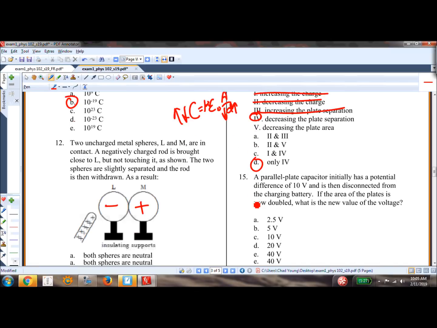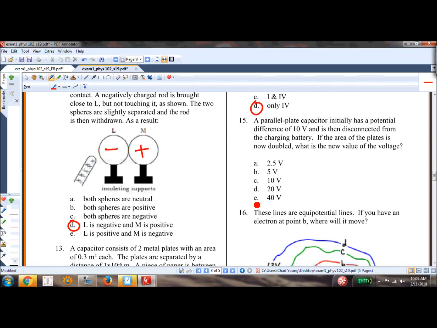A parallel plate capacitor has a potential difference of 10 volts and then is disconnected from the charging battery. That means it has a constant Q. So Q is equal to C times V. This is constant. But then I double the area of the plates, so that means I double the capacitance. If that goes up by a factor of 2, this has to go down by a factor of 2. Whereas it was 10 volts, now it's 5 volts.